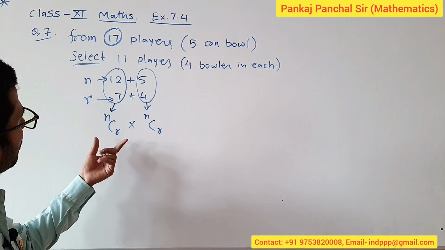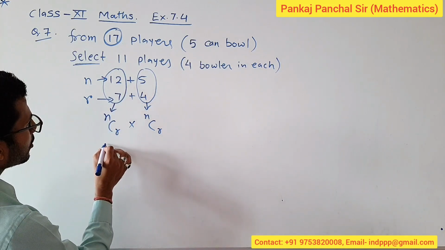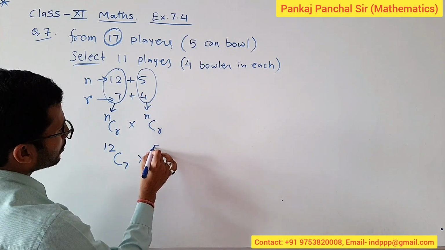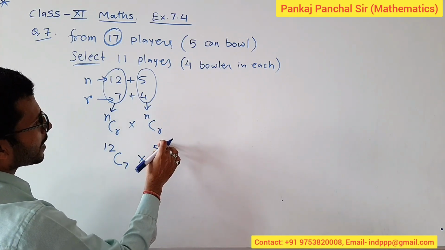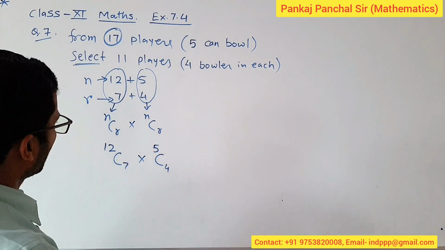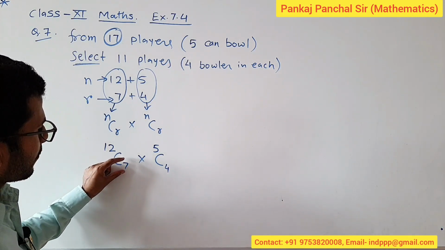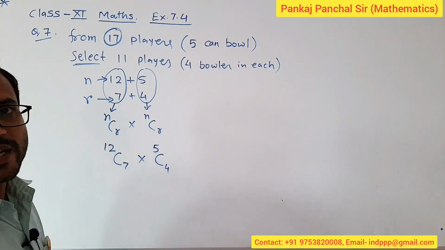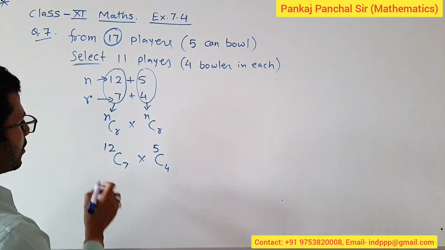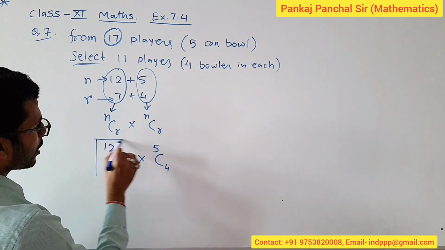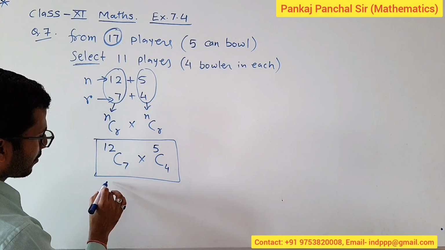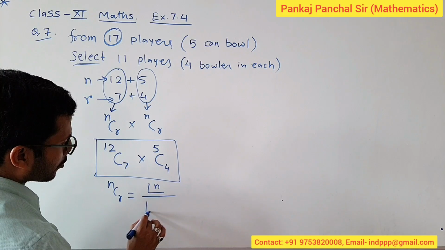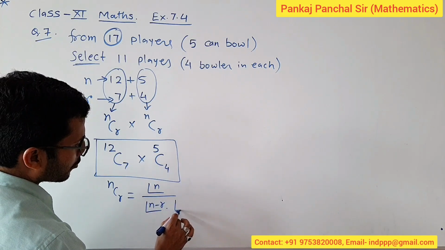Understand? So for that we will find 12C7 into 5C4. From 5 bowlers we need exactly 4 bowlers, and from 12 players we need 7. So the total players will be 11, from 17 players. Understand? So this we are going to solve. Now we know that the formula of the combination nCr gives factorial n divided by factorial n minus r into factorial r.